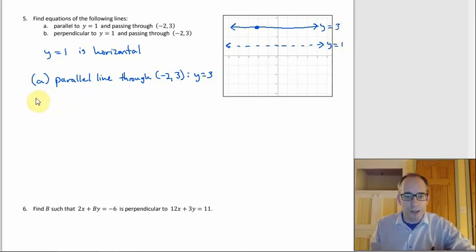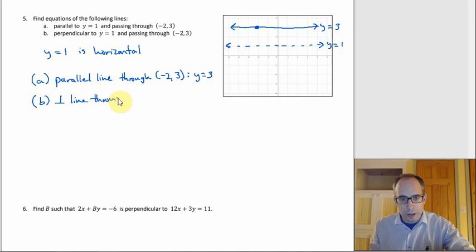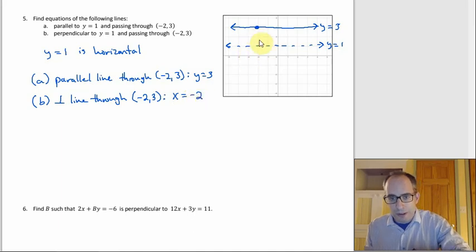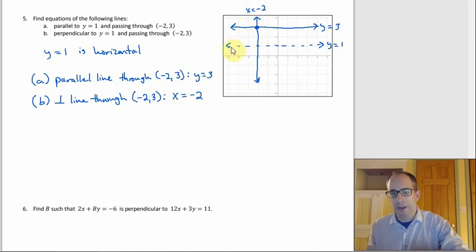And then a perpendicular line is going to be vertical. So we want a perpendicular line through negative 2, 3. And a vertical line that goes through that point looks like it's x equals negative 2. So then it's just going to be something like this. There.